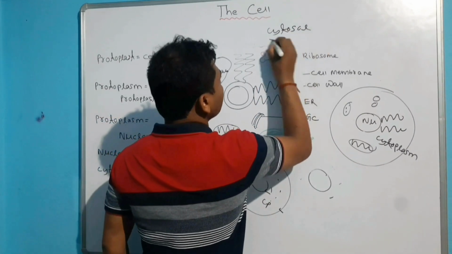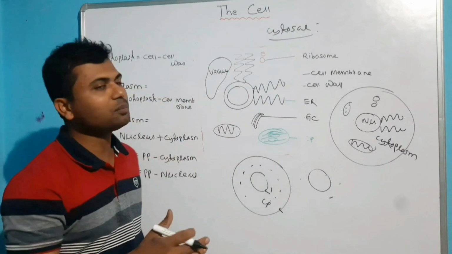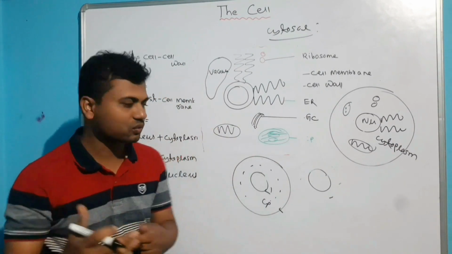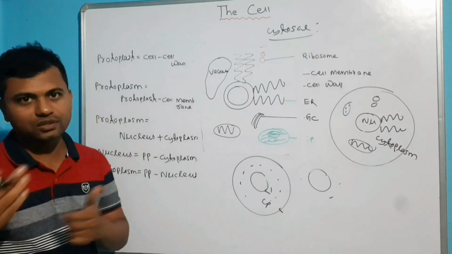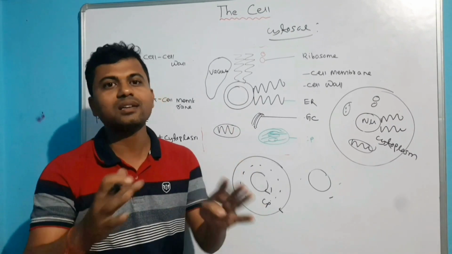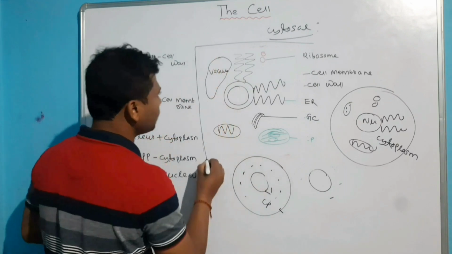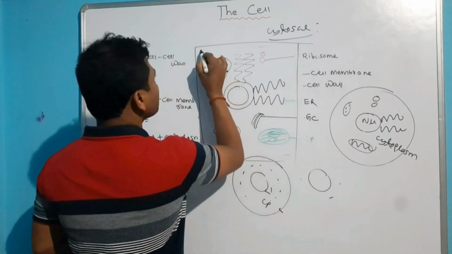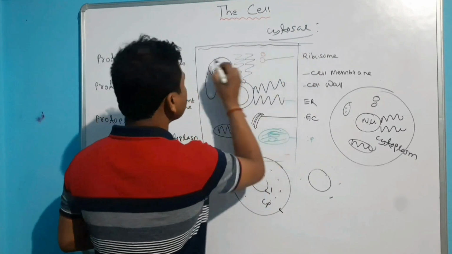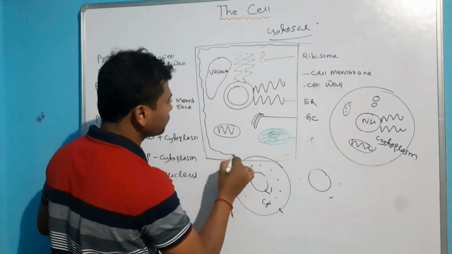That is the cytosol. Here, in most cases, students get confused regarding cytosol and cytoplasm. Now we will talk about what cytosol is. For example, this is a plant cell. This is the cell wall. Just below the cell wall, we have the cell membrane.